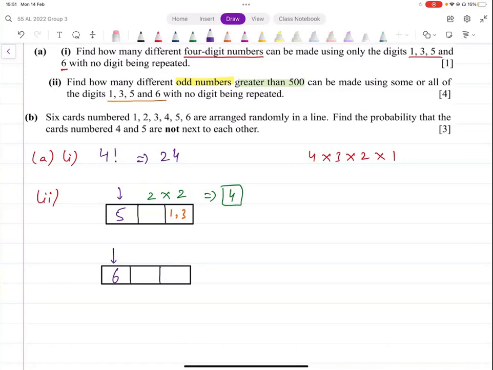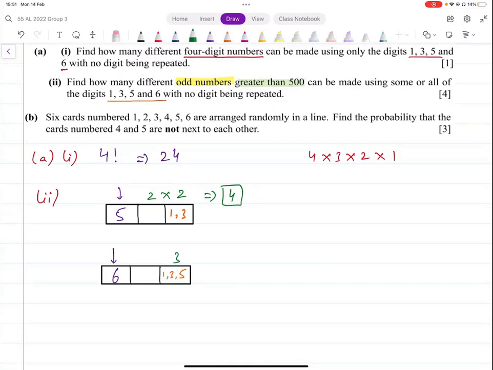How many options do we have for the last number? Any idea? How many options do we have for the last number? Sir, 3 options for the last number. We have 3 options, right? 1 bhi aa sakta hai, 3 bhi aa sakta hai, 5 bhi aa sakta hai, because it has to be an odd number, right? Baki teen odd number hain, unme se koi bhi yahan par aa sakta hai. So we've got 3 options for this box.